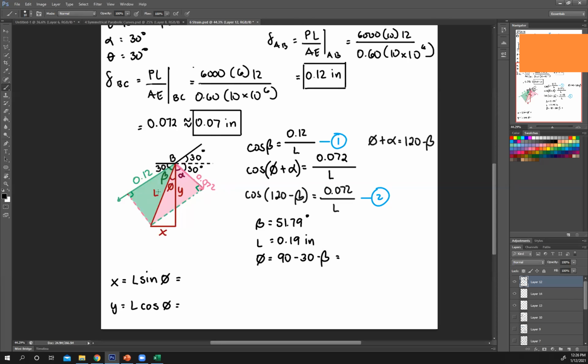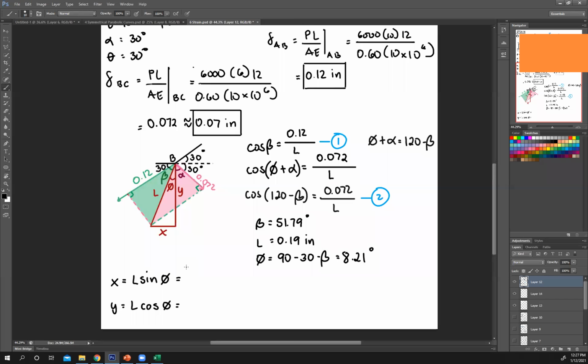Since again, our goal here is to get L and phi. I already have L. Phi, now using, look here, this is a right triangle. Right angle. Therefore, phi is just 90 minus 30 minus beta, and beta is 51.79. Therefore, phi is 8.21 degrees. I have L, I have phi.